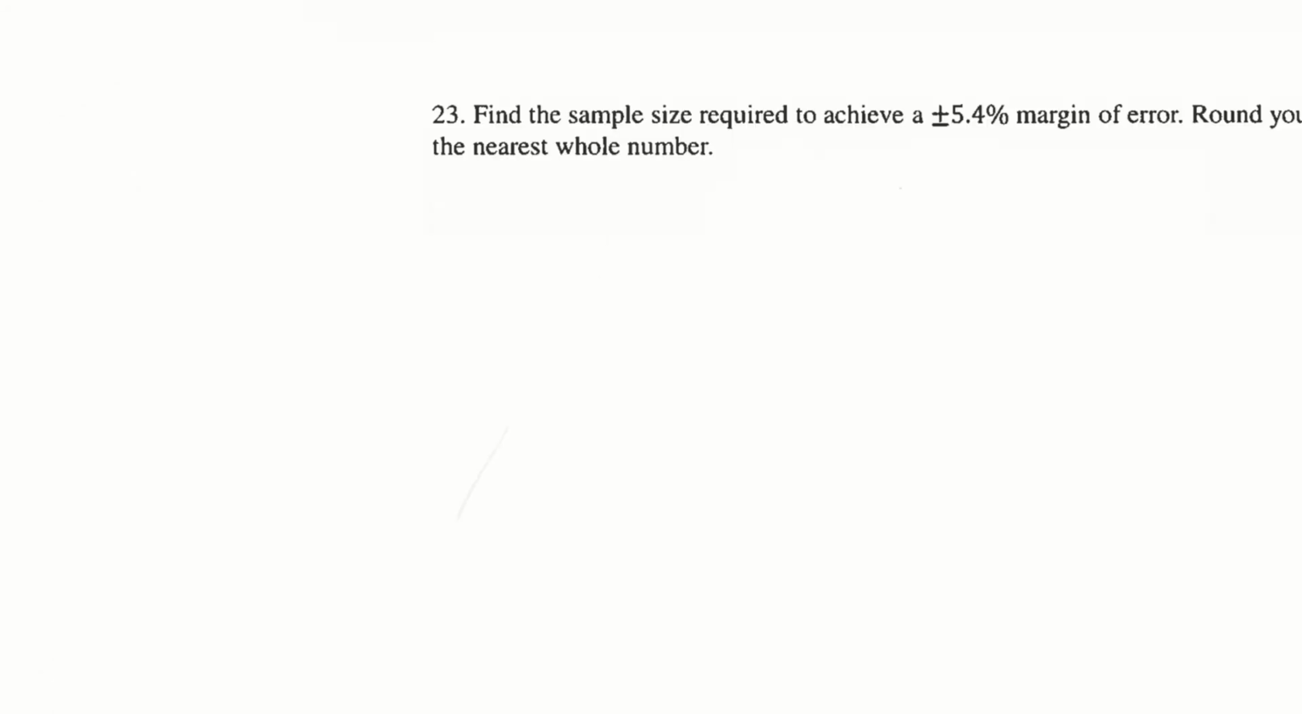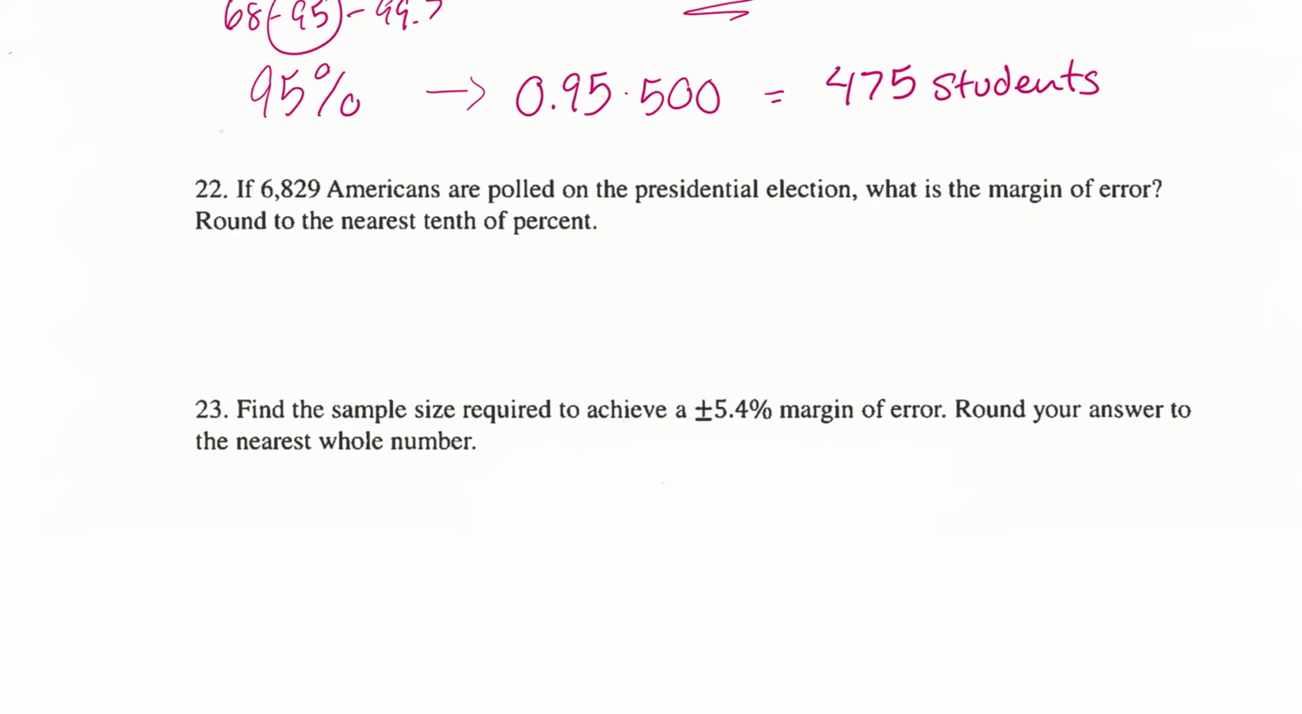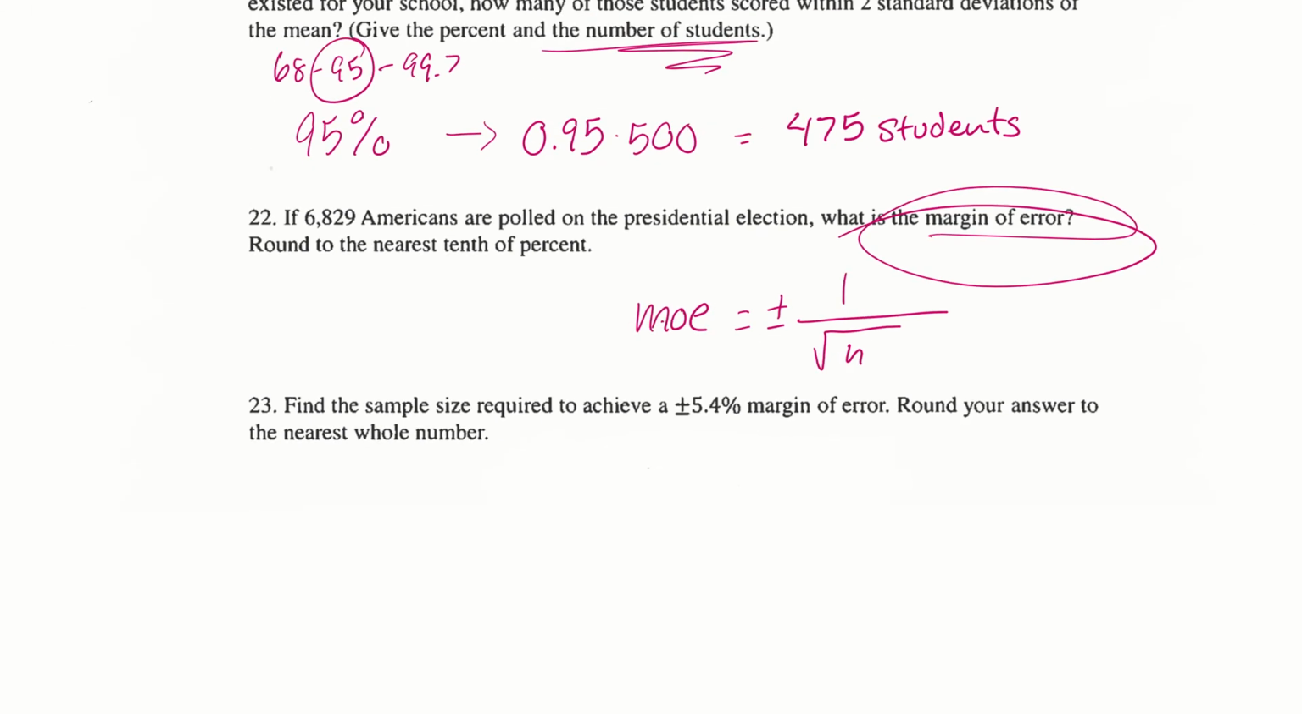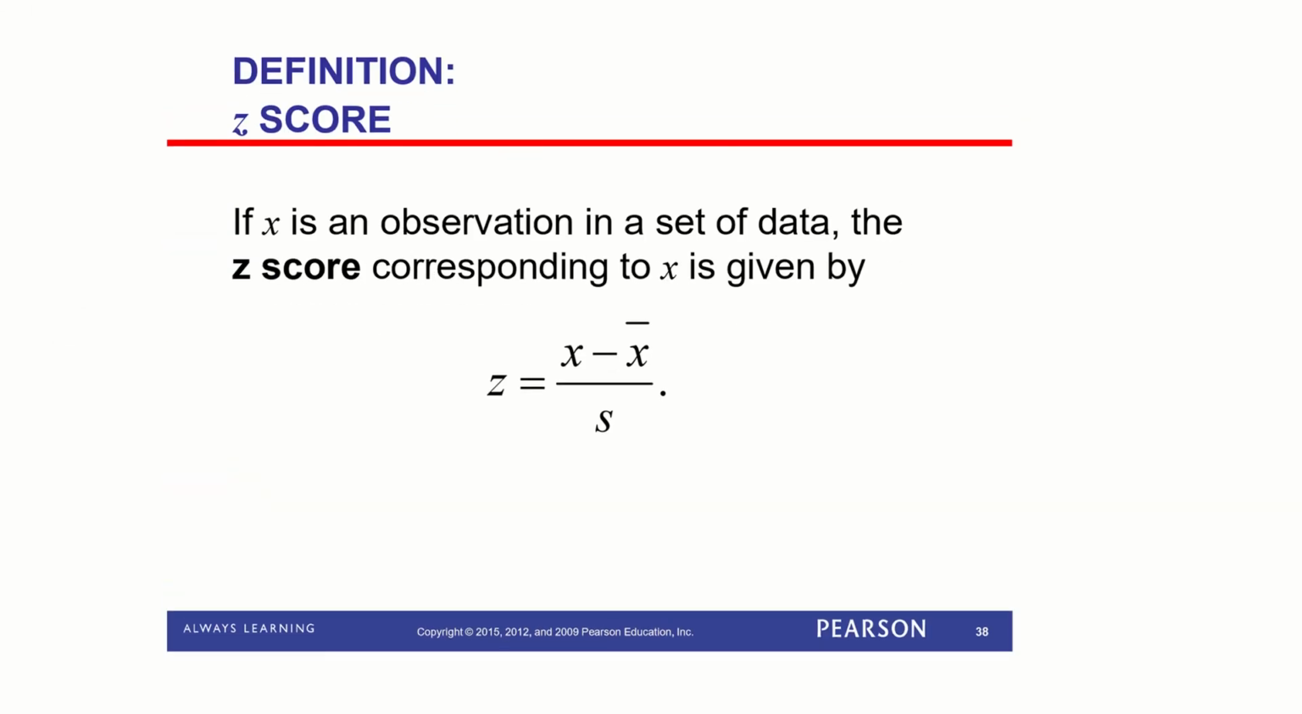All right. We do have a couple of other questions here that ask about the margin of error. That formula is not presented in this section, but just in case you guys want it, the margin of error is plus or minus 1 over the square root of n. And n in this case is the population number. All right, it's a really small formula, but it won't be tested.